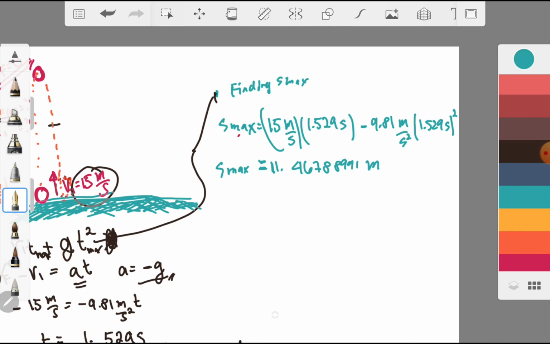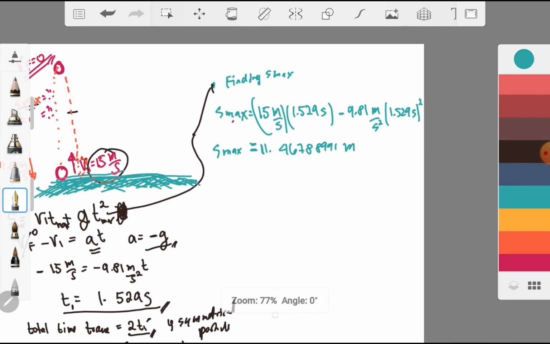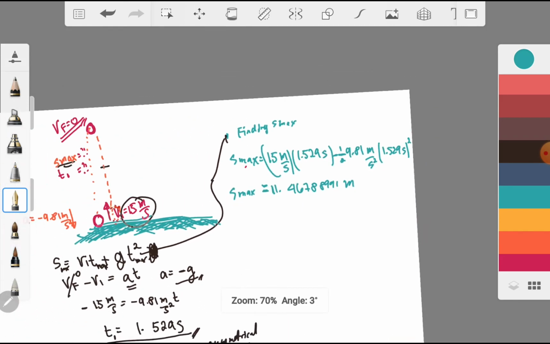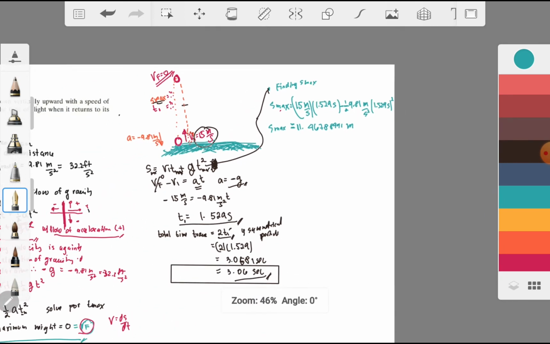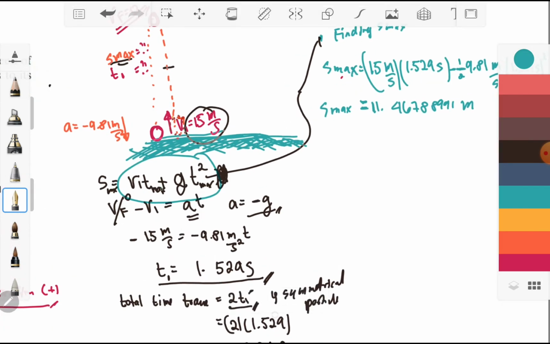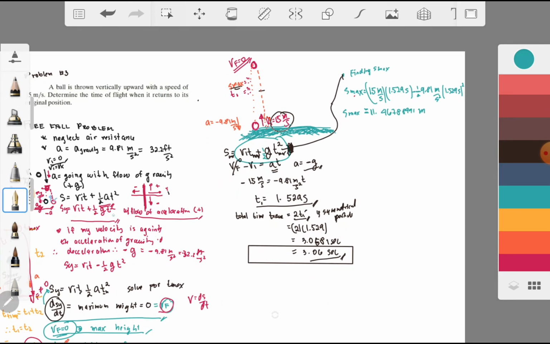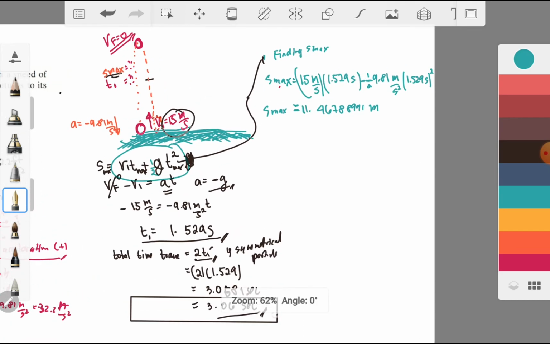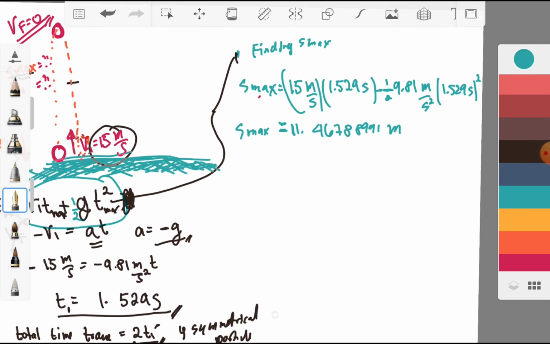Okay, so this will be our S-max. Okay, there is something we did not write here, which is basically your 1/2. So this is the equation that we will use. There should be a 1/2 here. 1/2 GT squared from this equation. Okay, so let's continue. So 11.467 meters. This is our maximum height.